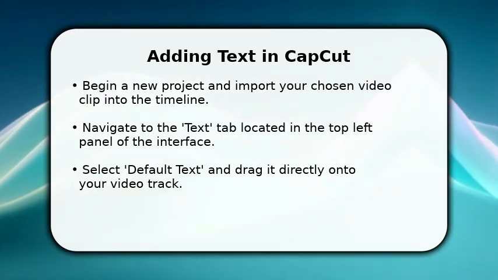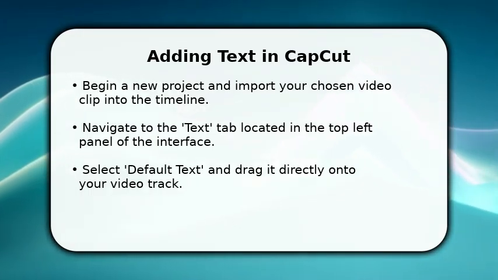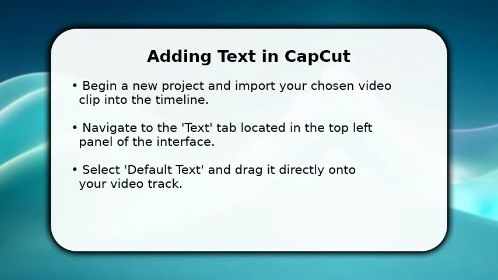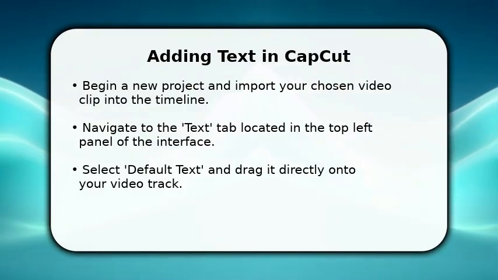Then, head over to the Text tab, usually found on the top left. Choose Default Text and drag it onto your video track. Make sure to extend the text layer so it covers the entire duration where you want the background to appear.